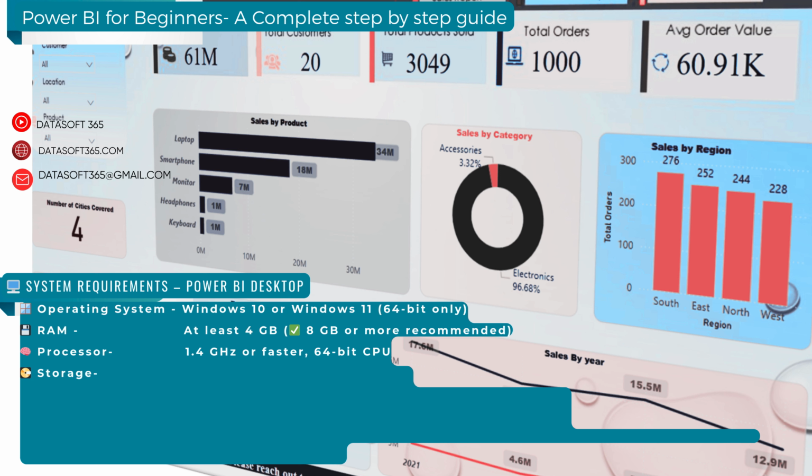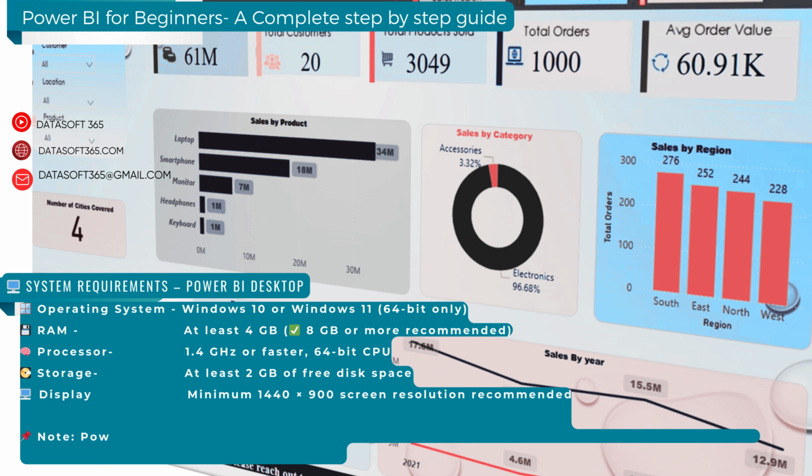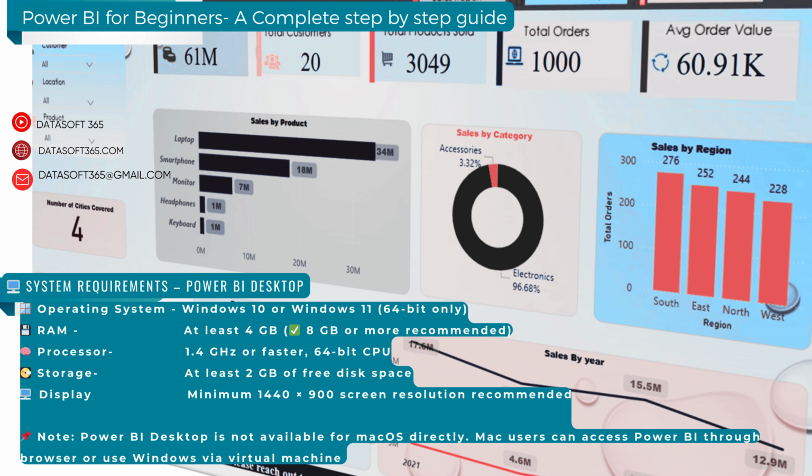Processor 1.4 GHz or faster, 64-bit CPU. Storage at least 2 GB free space. Display minimum 1440 by 900 resolution recommended. If you are using Mac, Power BI Desktop won't work directly, but don't worry, you can still use Power BI service in the browser or Windows using virtual tools like Parallels.